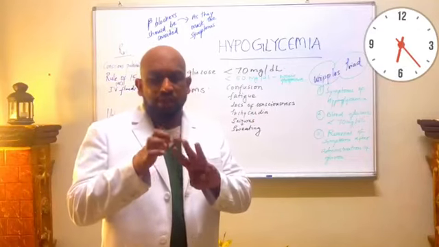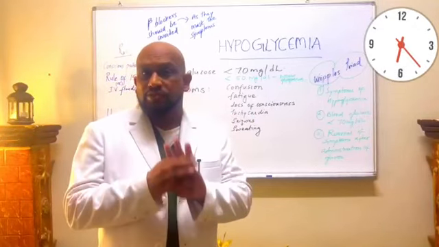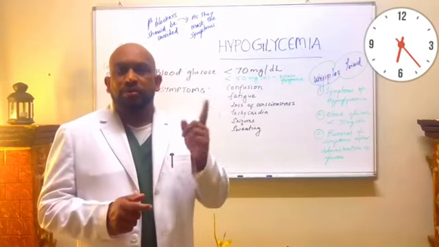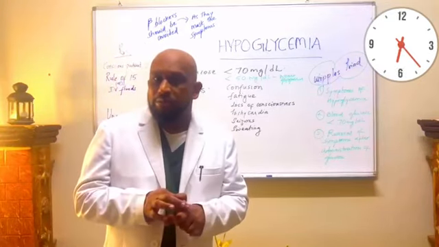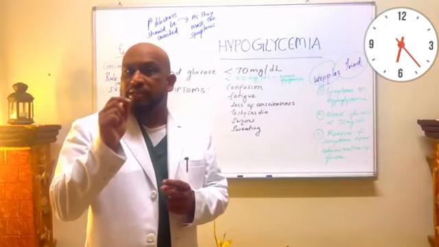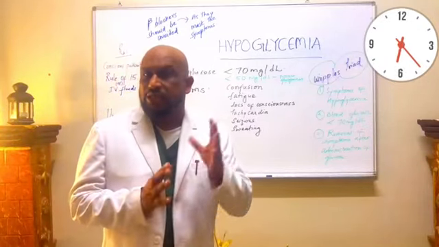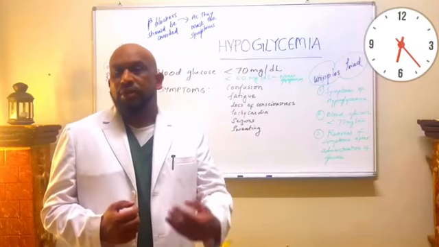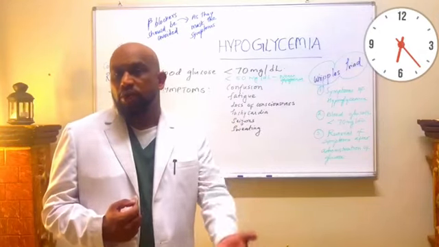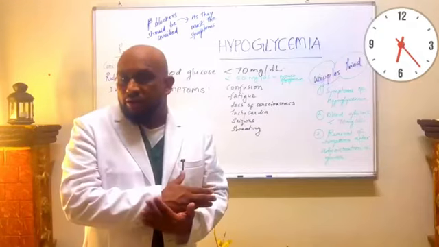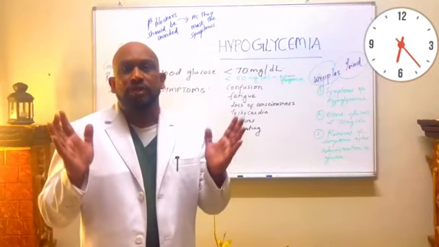Triad, as you know, means 3. So what are the 3 things we should confirm? First, the symptoms of hypoglycemia. In the previous video, we discussed the symptoms of hypoglycemia. Second, if the blood glucose is less than 70 milligram per deciliter, that should be documented. Then the third thing is, after treatment, after giving glucose or sugar or carbohydrates, if the symptoms are reversed, if he is relieved of the symptoms.